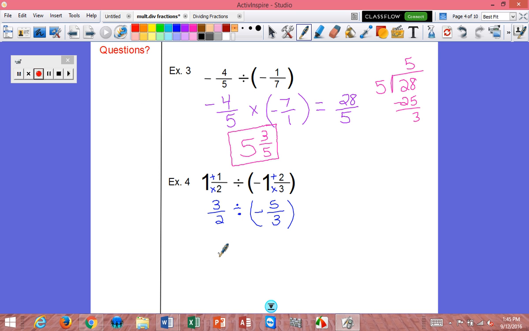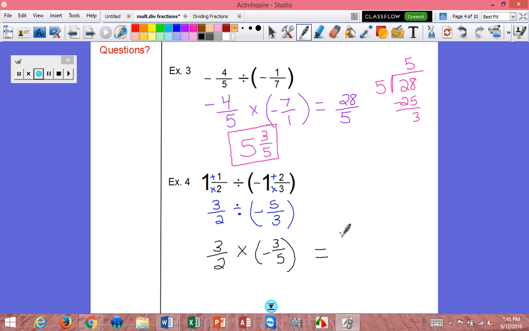Now, again, we have to flip the second fraction and multiply. So the reciprocal of -5/3 would be -3/5. Changing this to multiplication, and the first fraction stays the same.